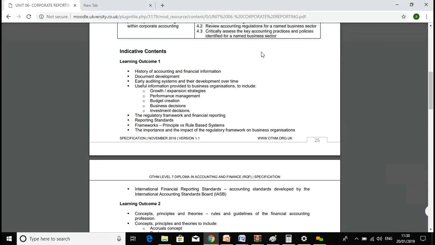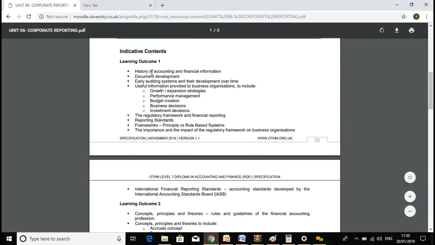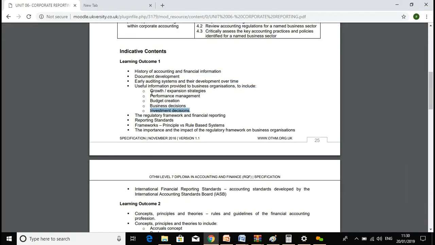Okay, so we discussed the history of accounting and information. We discussed the accounting framework, growth strategies, budget creation, and investment decisions, which we'll go through further, like investment appraisal, which you learn in the other unit. These international bodies, like we discussed in the framework, make strategies to be improved. Conceptual framework, we discussed reporting standard IFRS 16.